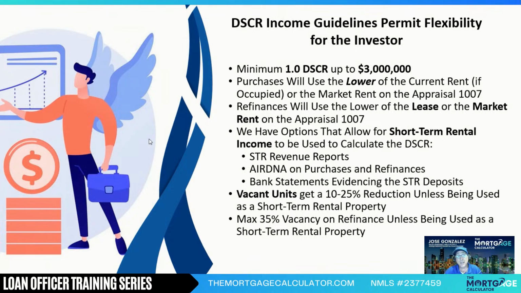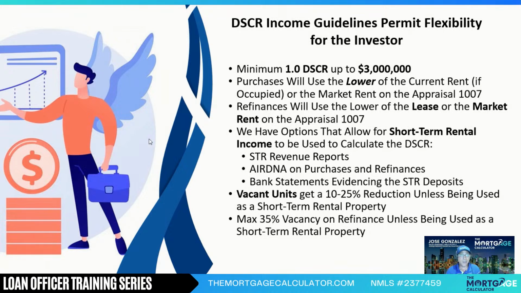Previously, we needed a minimum 1.1 DSCR to be able to do this option. But now, due to all the different options that we have, we can go as low as 1.0 DSCR up to $3 million. Now, please note that there are some differences in this program when compared to our usual DSCR. I mean, you're not going to get everything you want, right? They got to put some amount of restrictions.